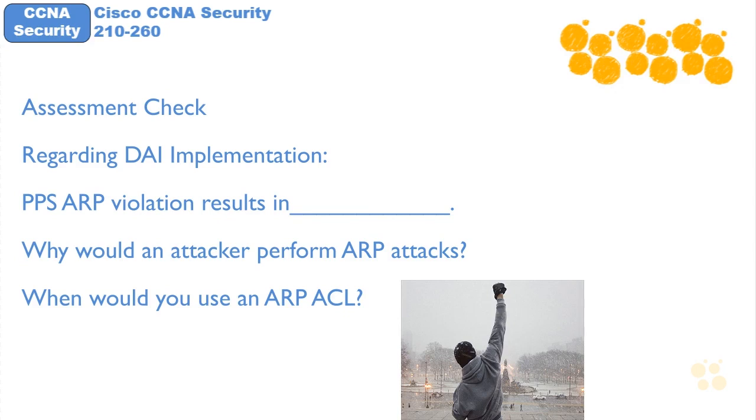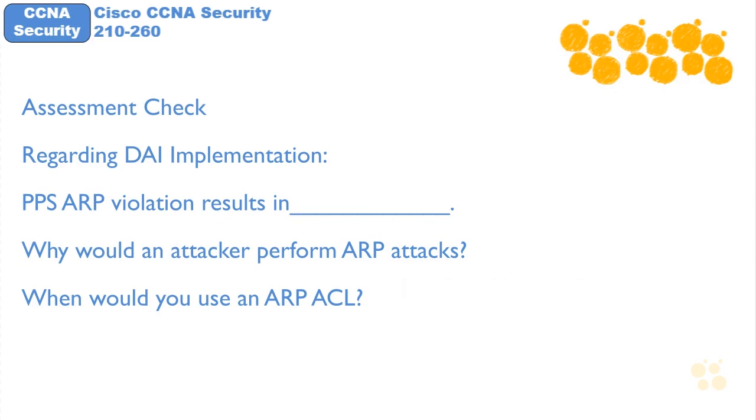Number 1, PPS, packets per second, ARP violation results in what? And the answer I'm looking for here is an error-disabled port that's been brought down based on that violation.